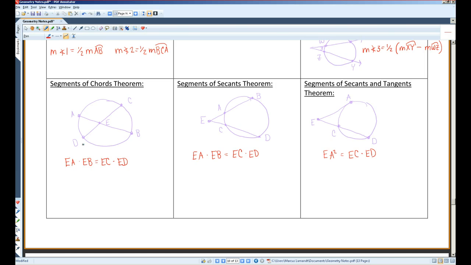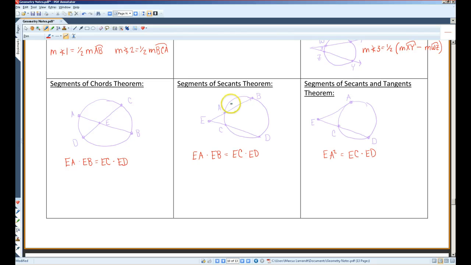Okay? If two chords intersect in the interior of a circle, then the product of the lengths of the segments of one chord is equal to the product of the lengths of the segments of the other chord. So in this case, this times this equals this times this. Okay.